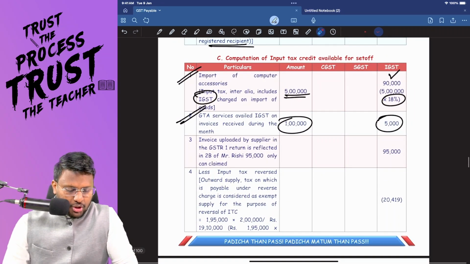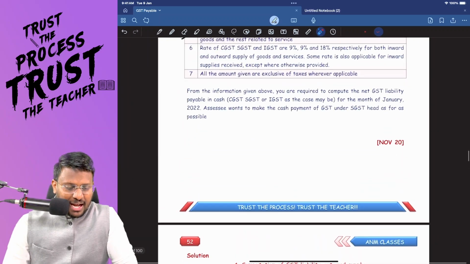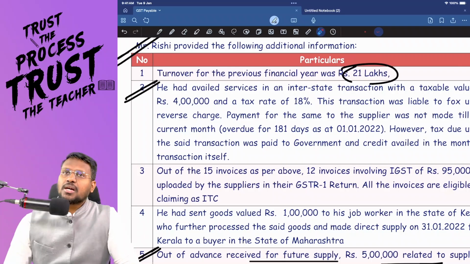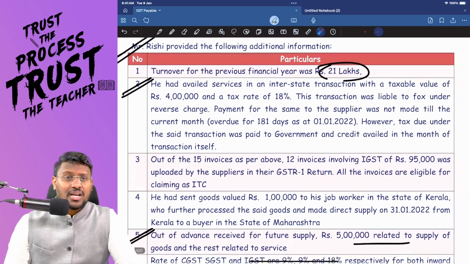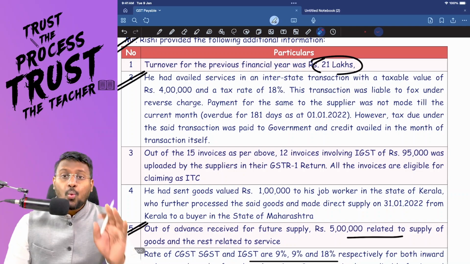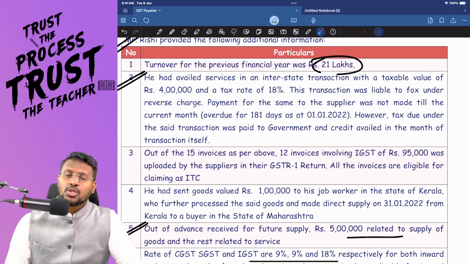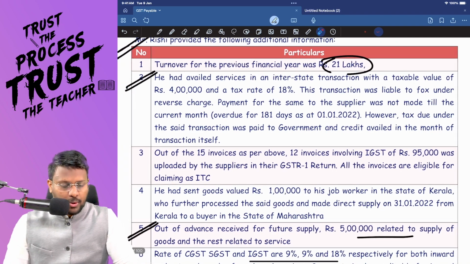So, my dear lovable students, this 4 lakh actually is taxable on what charge basis? Reverse charge basis. For an item which is going to be taxed on reverse charge basis, the 180 days concept will not be applicable. So we are not supposed to reverse the ITC. For that 4 lakh, we are not supposed to do anything.